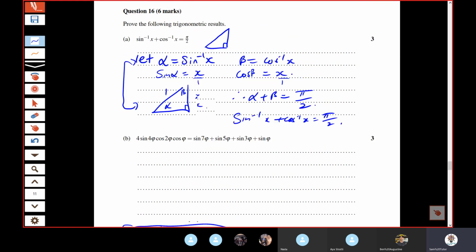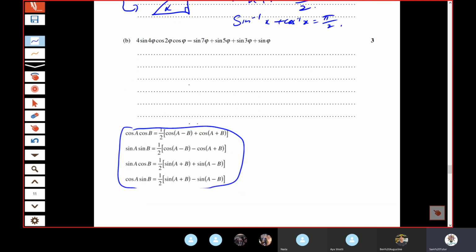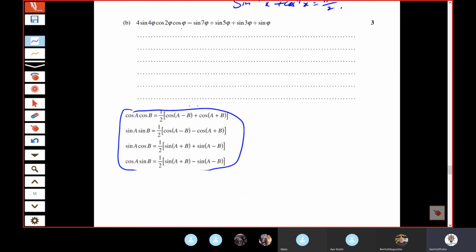Now, is it prove or solve? Prove. Okay, prove this is equal to this. Okay, what are you saying? So, equals to sines. Okay. Sine cos.